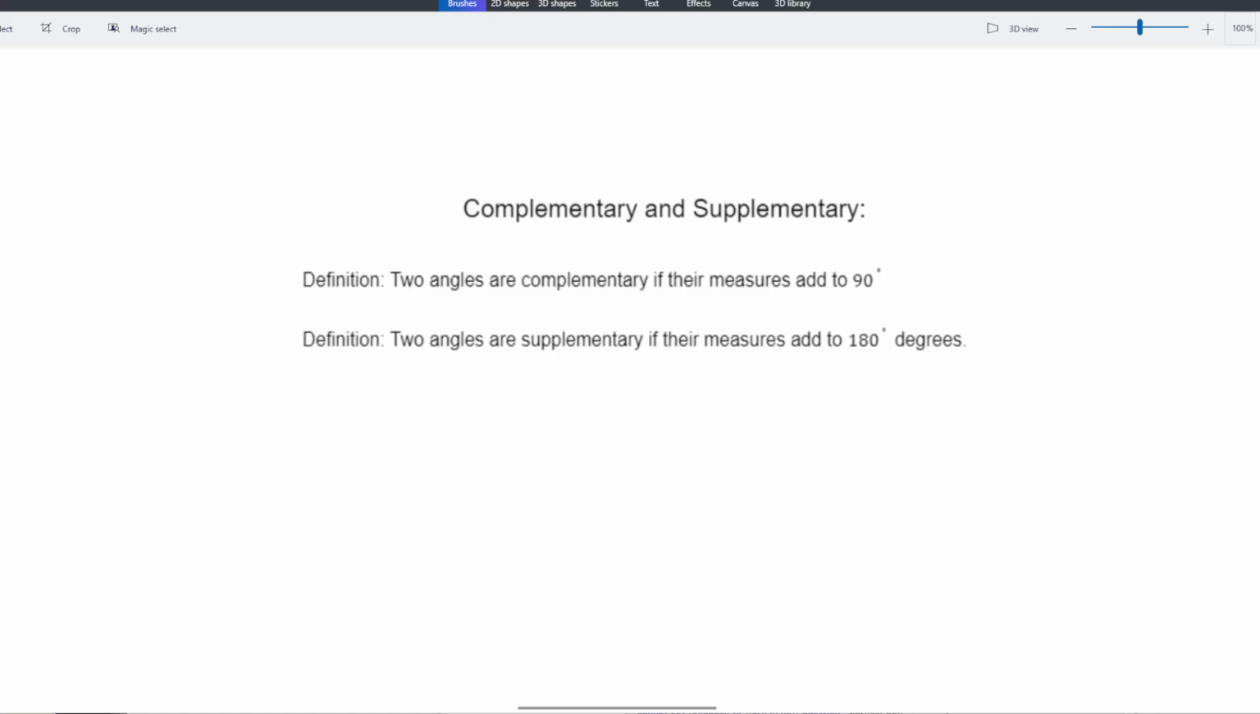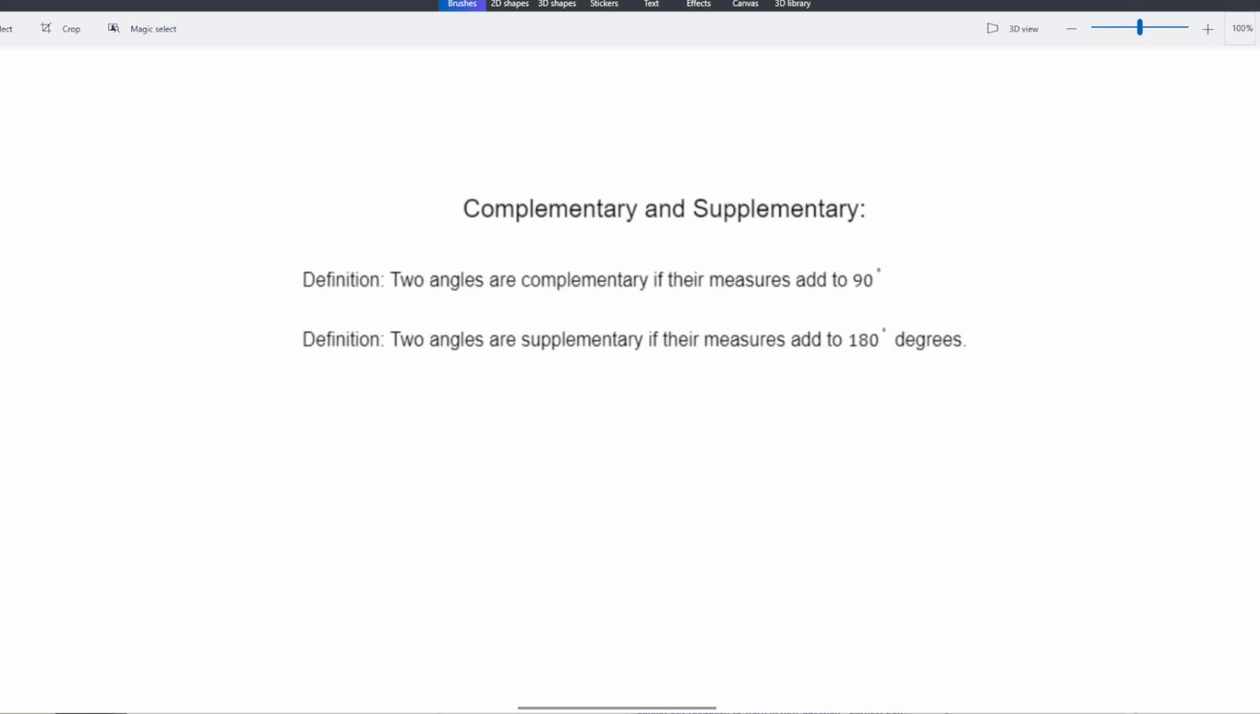Hello everybody. Today we're going to go over a couple of basic definitions and theorems to review geometry. We might do a couple examples just in preparation for our next class. Okay, so as you can see, we're going to start with complementary and supplementary angles.